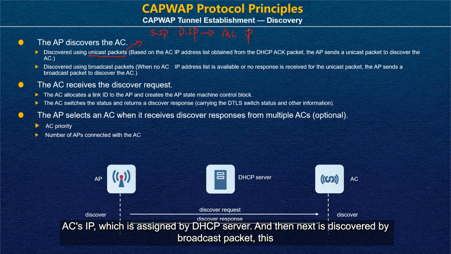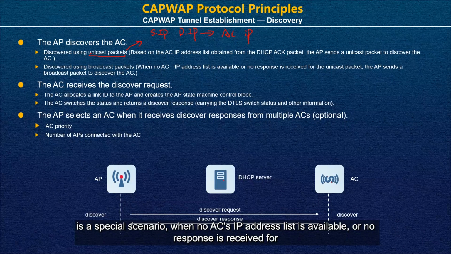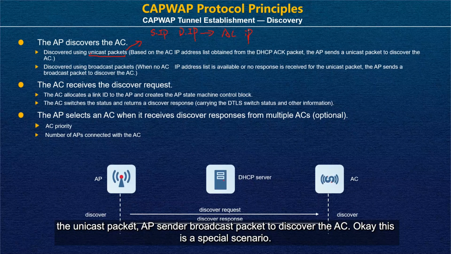And then next is discovered by broadcast packets. This is a special scenario. When no AC IP address list is available or no response is received from the unicast packet, the AP sends a broadcast packet to discover the AC. Okay, this is a special scenario.